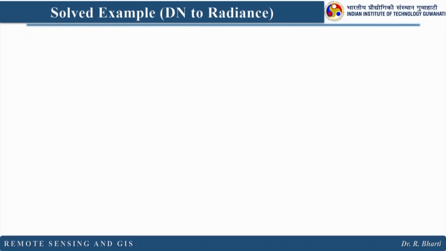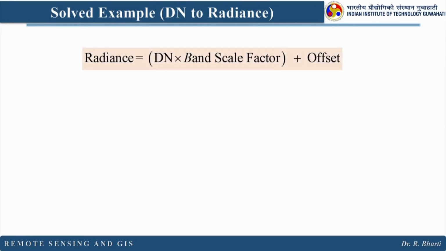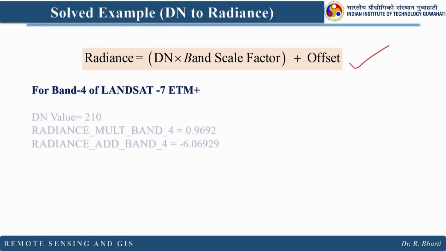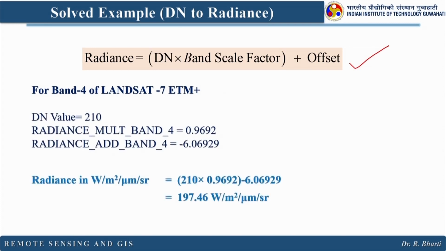Remember, in the last class we have seen some DN to radiance, radiance to reflectance conversion. So, here there are some solved examples, because you need to understand how these methods work. For band 4 of Landsat 7 ETM plus data, these are the values, and you can easily calculate the radiance using this particular formula, and this is the value, right.